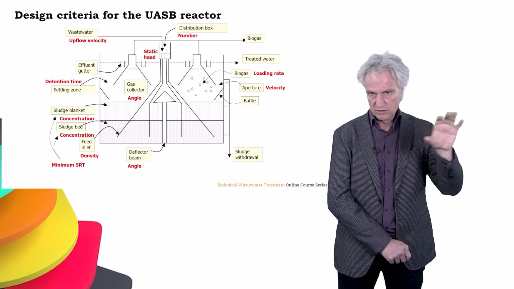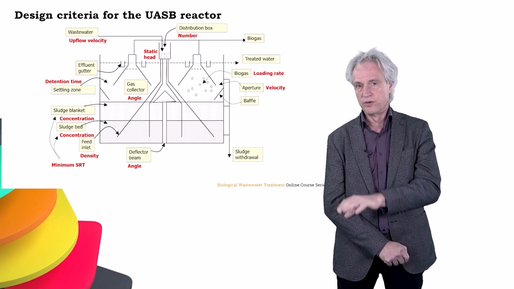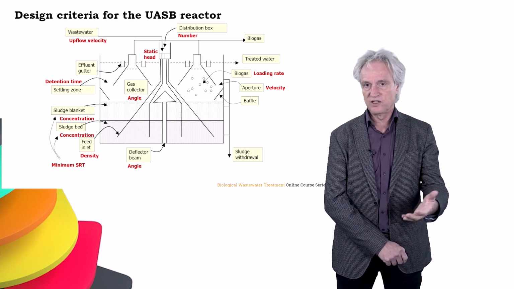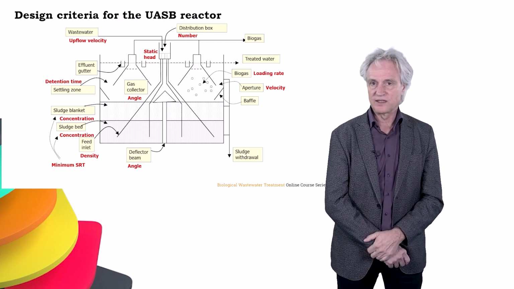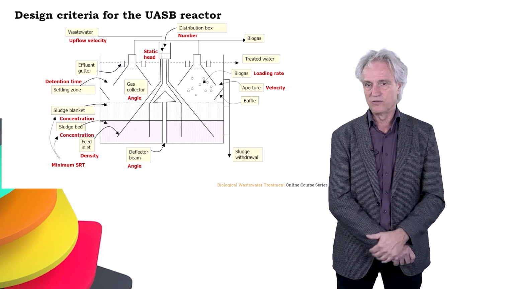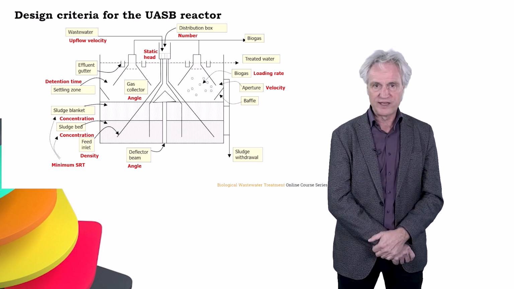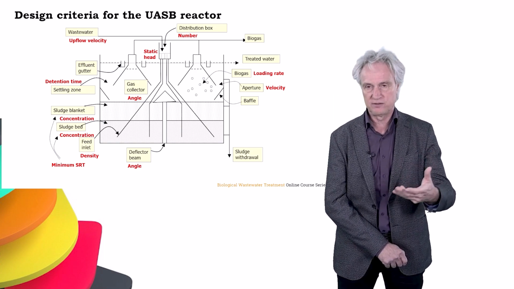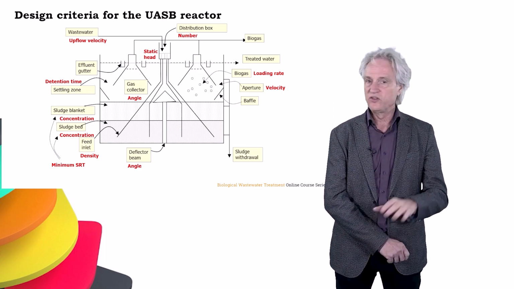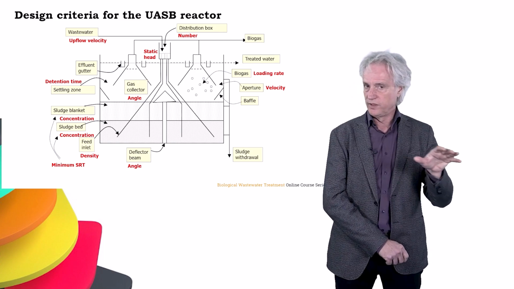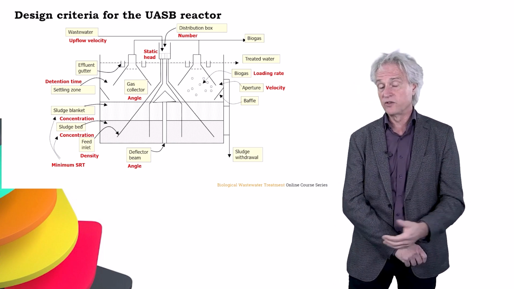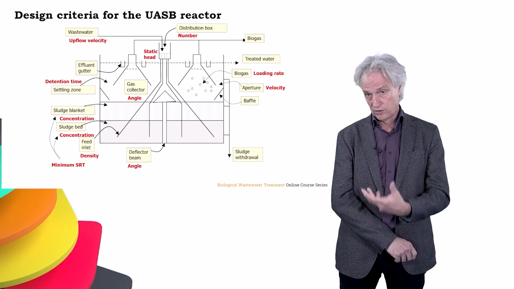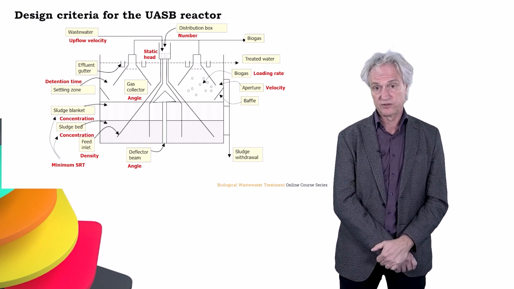Now, all these criteria, they have numbers. They have design numbers. Think about the upflow velocity, as we mentioned, the height of the static head, the number, the density of the influent pipes, the angle of the gas collector, detention times in the settling zone, the concentration of the sludge bed, etc., etc. Now, all these design criteria will be discussed in detail by my colleagues from Brazil, which we will learn in other lectures of this series.